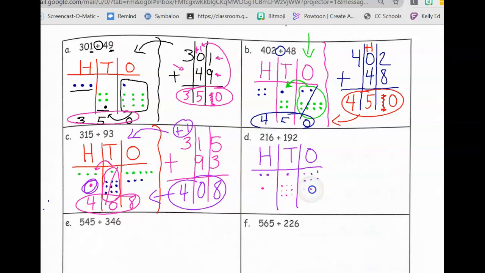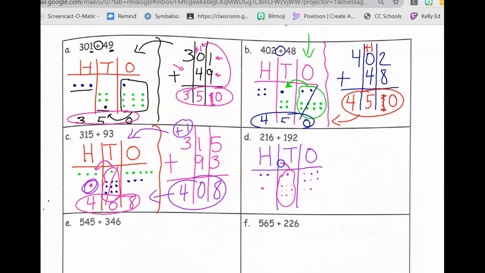And a 2. All right, kind of tiny. So add up your ones. See if there's anything that needs to be bundled. I see 6 and 2 more, so that's 8. Do not bundle 8, only if it's a 10. Look in your tens place. I see 9 pink dots and 1 purple. That makes 10. So let's bundle it.